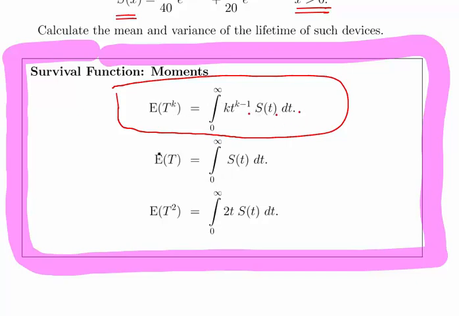Okay? Now, in the case of the mean, the expected value, k is equal to 1, so that just simplifies to 1. In the case of the second moment, the expected value of t squared, k is equal to 2. So k times t to the power of 2 minus 1 just simplifies to 2t. Okay, so those are the key raw materials for what we're going to be doing here.